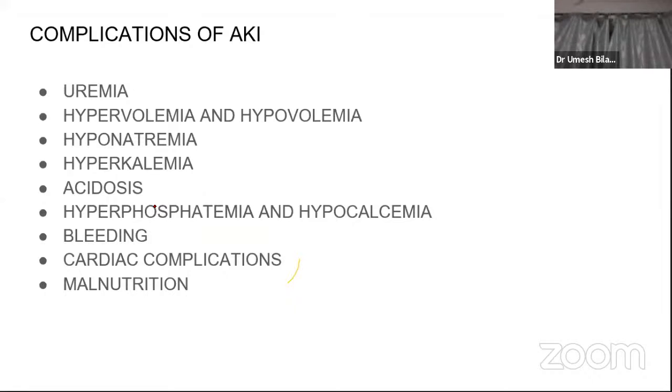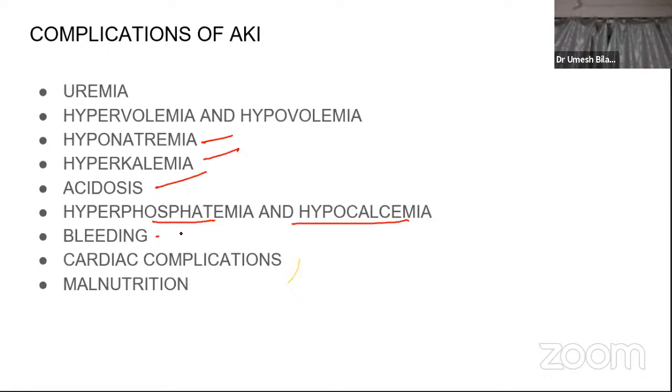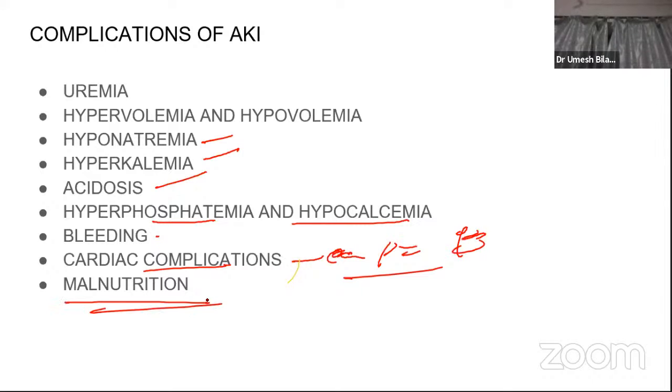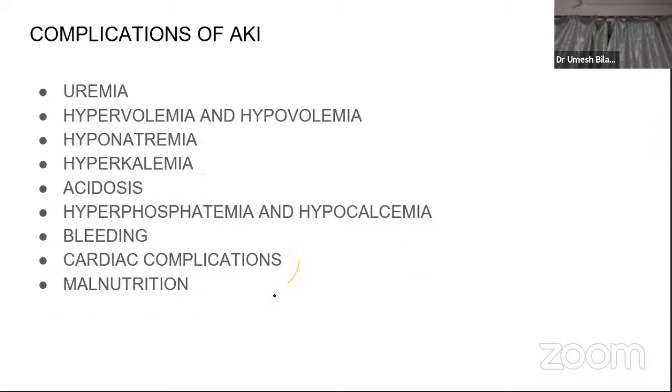Now, what are the complications of AKI? So, uremia, hypervolemia or hypovolemia, depending upon how the patient is being managed. Hyponatremia, I told you how it happens. Hyperkalemia, acidosis, hyperphosphatemia, hypocalcemia. They can ask you which of the following is not a renal failure cause, like that. There are some questions like that. That's why. Cardiac complications, like the patient may develop arrhythmias, pericardial rub, pericardial effusion. They can develop malnutrition and anemia.